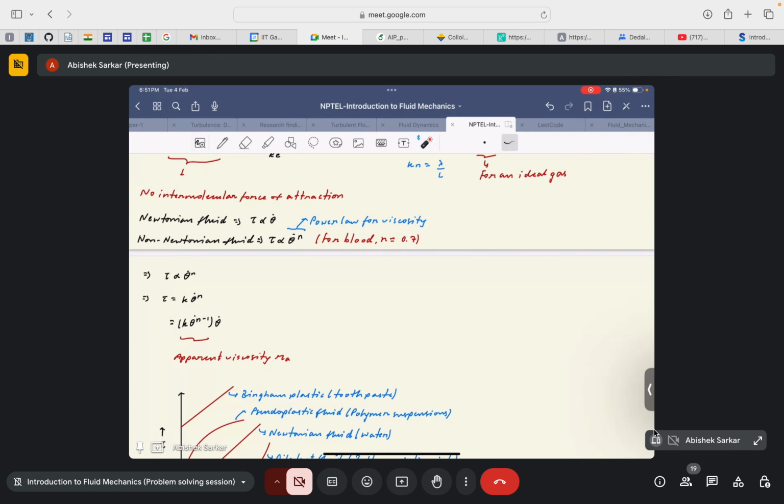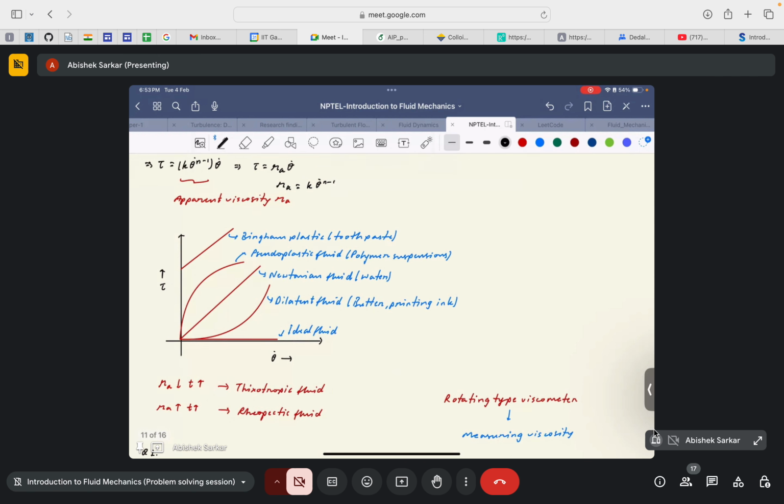I think the discussion is clear up till now, because I have some questions related to this expression for today's discussion. In other words, you can just write mu a is equal to k into theta dot to the power n minus 1.